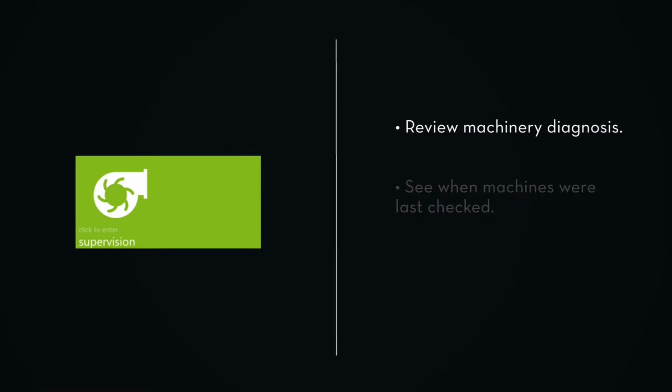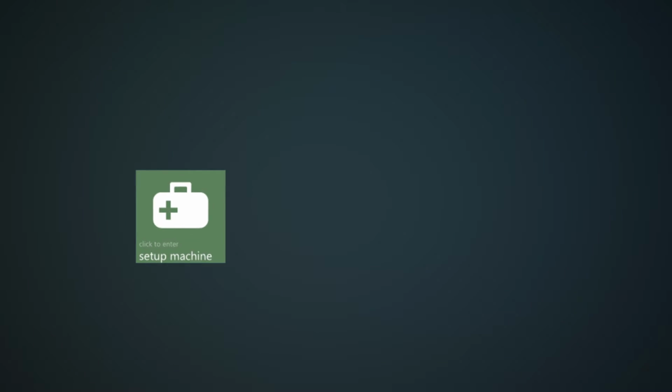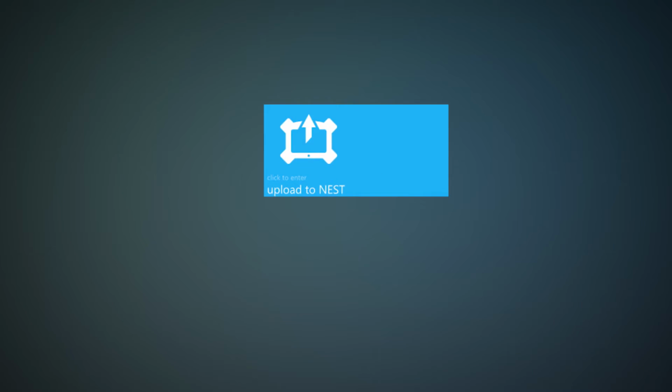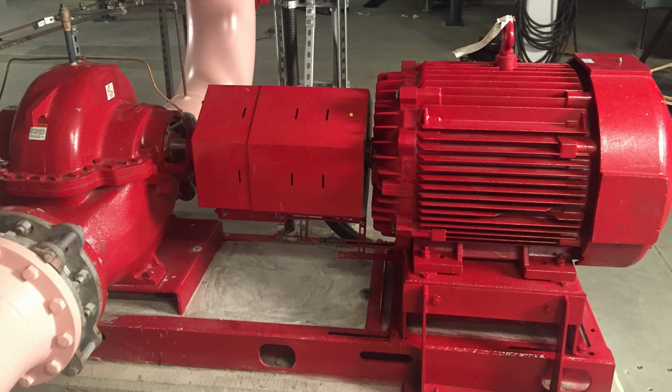The Supervision function is the information center of the Nest, where you can review machinery diagnoses, see when machines were last checked, and generate and view reports. Under Setup Machine, you can create locations and create machines. The Upload to Nest function is where the machines you want to diagnose are sent from the Hawk to your PC. So let's try it out.